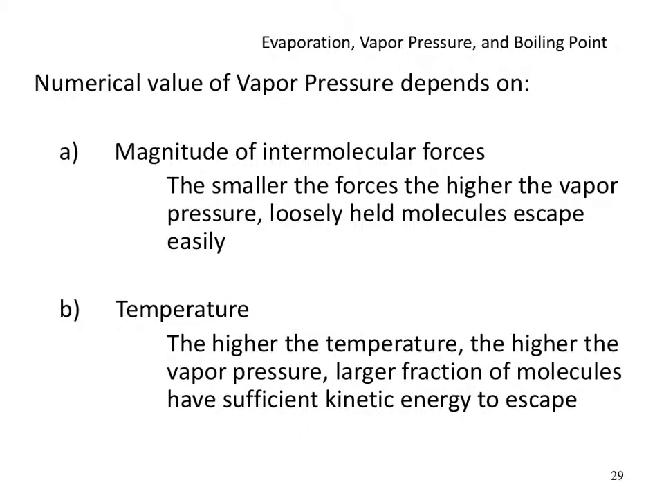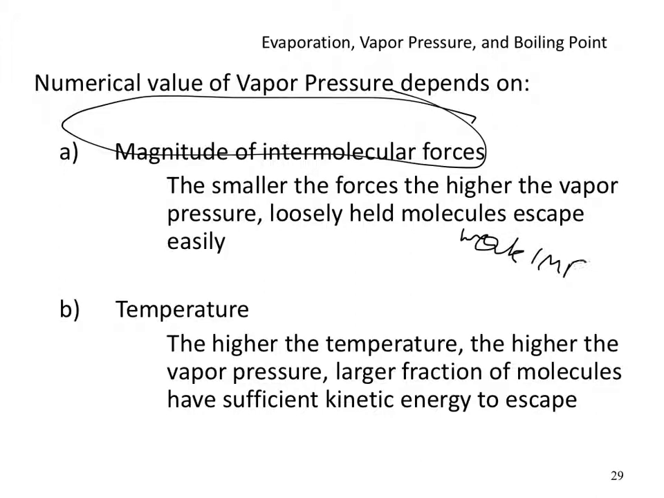So hopefully you can realize two things from here: that the numerical value of the vapor pressure is dependent on the magnitude of intermolecular forces. Weak intermolecular forces imply less boiling point, more vapor pressure. More vapor pressure, less boiling point.